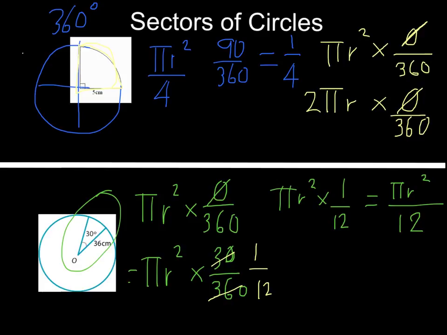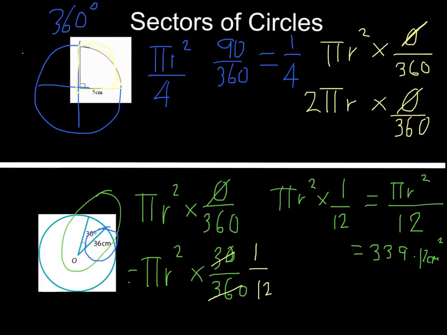In this case, we're given the radius of 36, so we could put that into that formula to work it out. If you do it on your calculator, and I've just done it now, pi times 36, because we know that's our radius squared, and then divide it by 12, the answer is 339.12 centimeters squared.